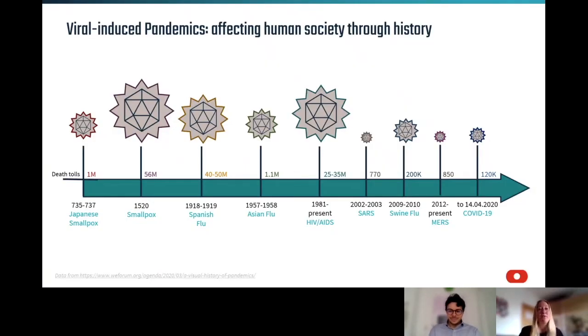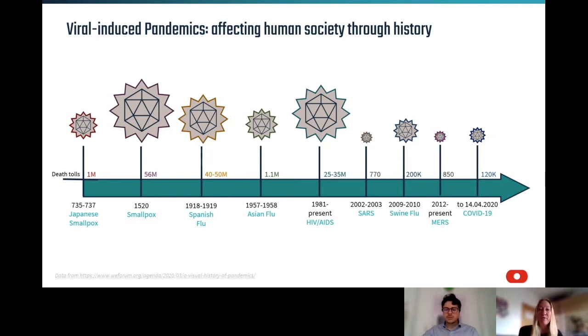If we look at viral-induced pandemics, they've been affecting human society through history. We have had several big outbreaks: smallpox, Spanish flu, Asian flu, HIV and AIDS, which is still going on and is affecting a lot of people. The current situation with the coronavirus pandemic is actually nothing new. In the last 20 years, there have been three pandemics associated with coronavirus: SARS, MERS, and COVID-19. Thus, this is really a big threat to human society.